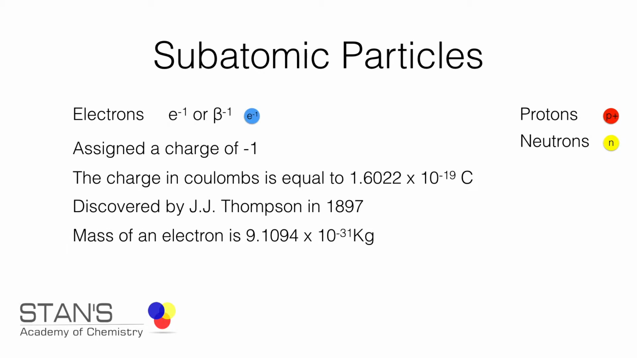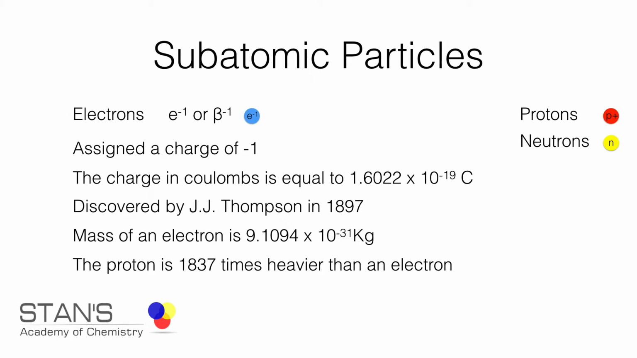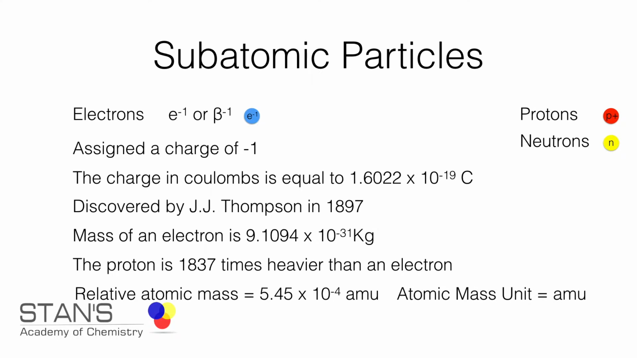The mass of an electron is 9.1094 × 10^-31 kilograms. If you compare the mass of an electron to that of a proton, the proton is about 1837 times heavier than an electron. The mass of an electron can also be represented using atomic mass units. It's 5.45 × 10^-4 atomic mass units. One atomic mass unit is equal to 1/12 of a carbon-12 isotope of carbon. If you want to know more about atomic mass units, refer to my video on relative atomic masses.